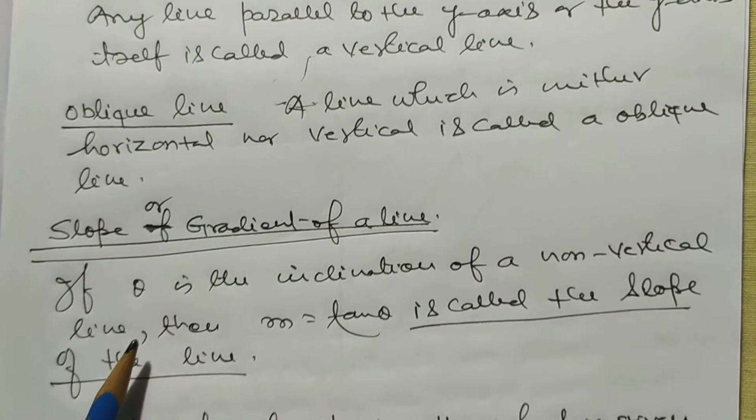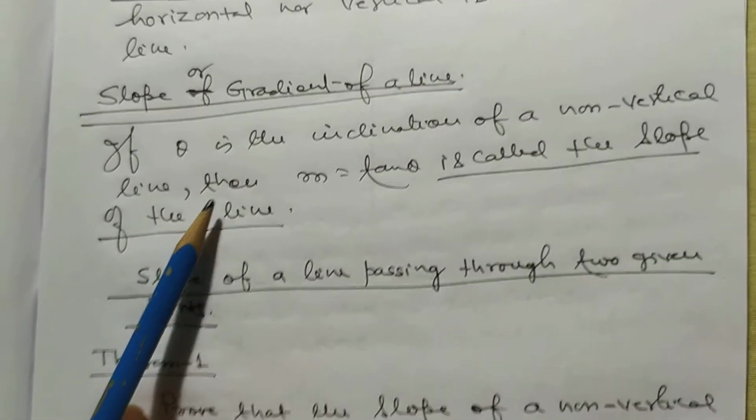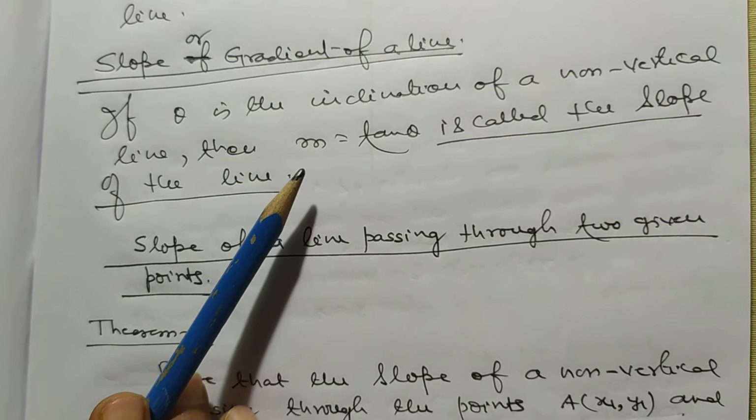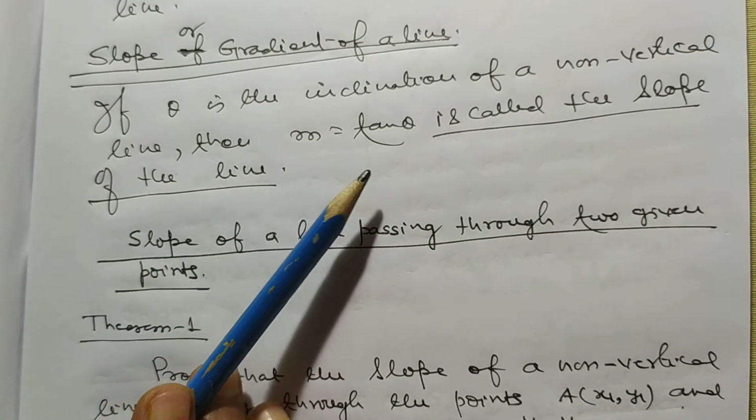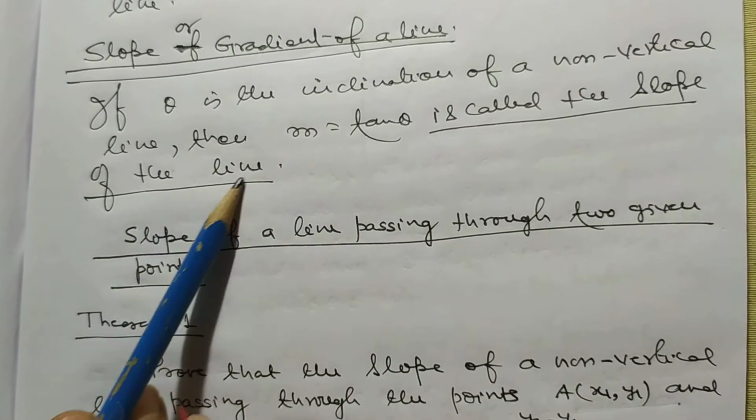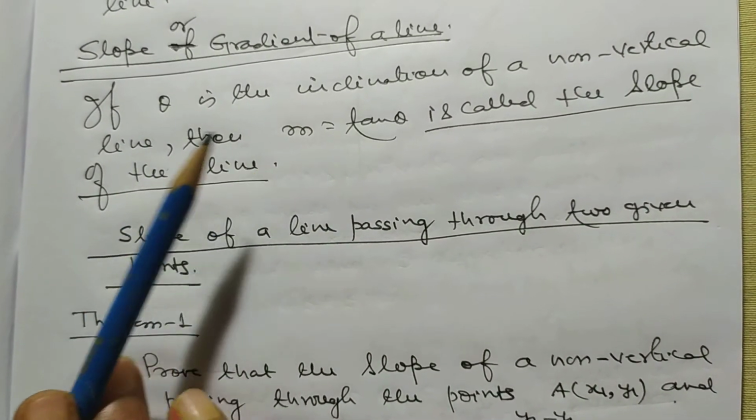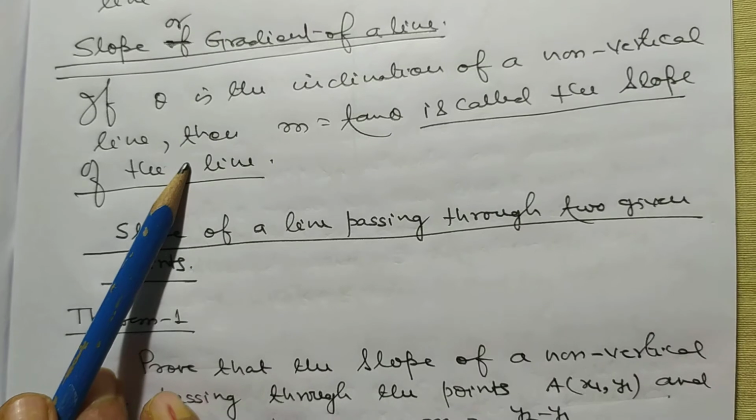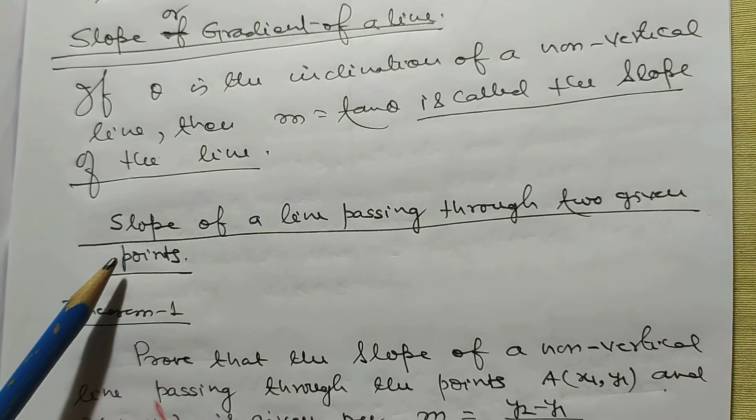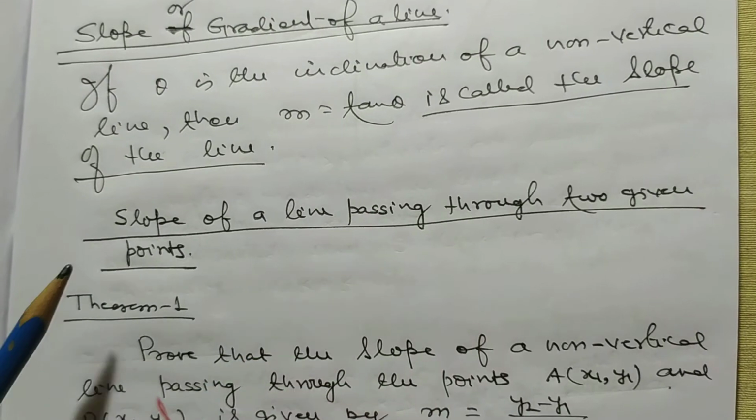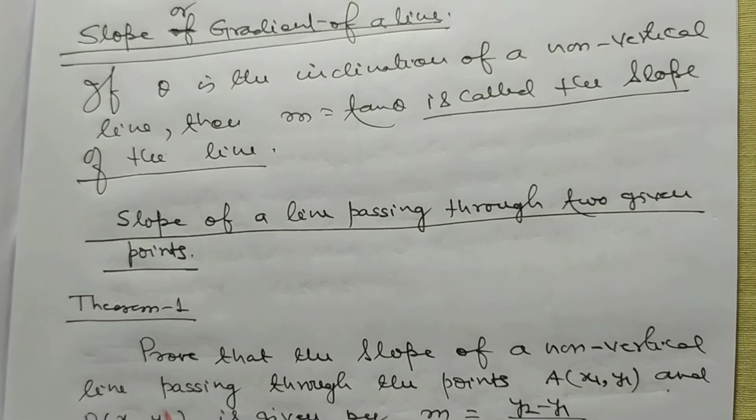Slope or gradient of a line. If theta is the inclination of a non-vertical line, then m is equal to tan theta is called the slope of the line. Now, the slope of a line passing through two given points.